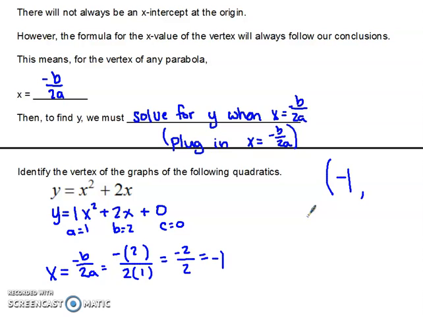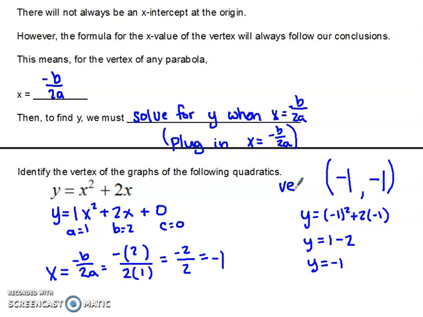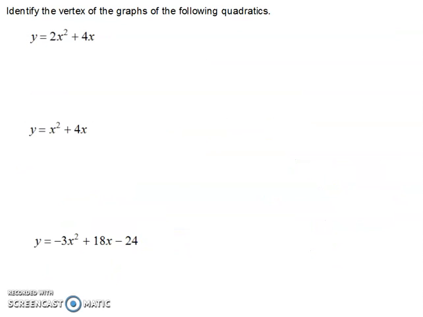To find the y value, I plug that in. Y equals negative 1 squared plus 2 times negative 1. Y equals 1 minus 2, so y equals negative 1. So now my vertex has an x value of negative 1 and a y value also of negative 1. So my vertex is the point negative 1, negative 1. Alright, go ahead and take a moment to pause the video and try these next three on your own.